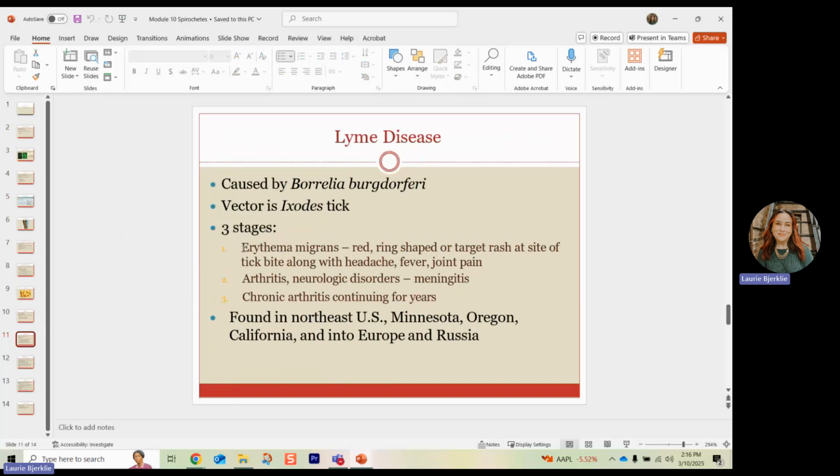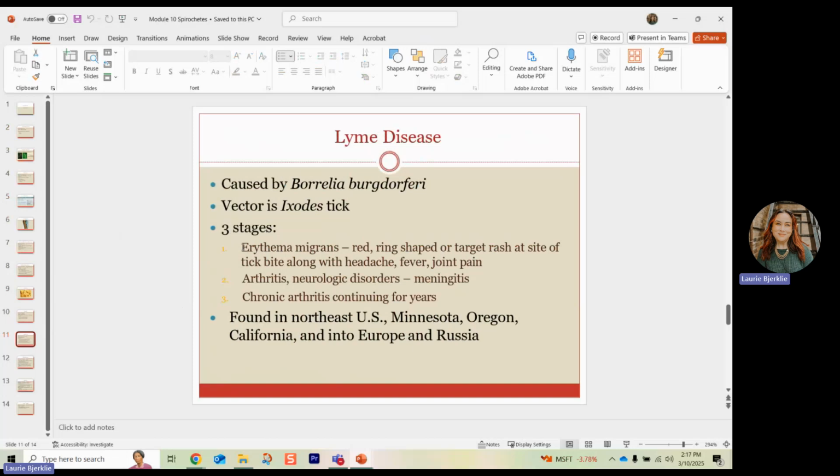There are 3 stages. The first stage and the first indication of Lyme disease is the erythema migrans, which is a red target-shaped rash at the site of the tick bite. That will be seen in about 70% of patients, so the majority of patients will have that target rash. Of course, 30% don't. Along with that, you can have headache, fever, and joint pain. Then it can evolve into the next stage, which is continued joint pain, arthritis, and neurologic disorders, and then chronic arthritis continuing on for years.